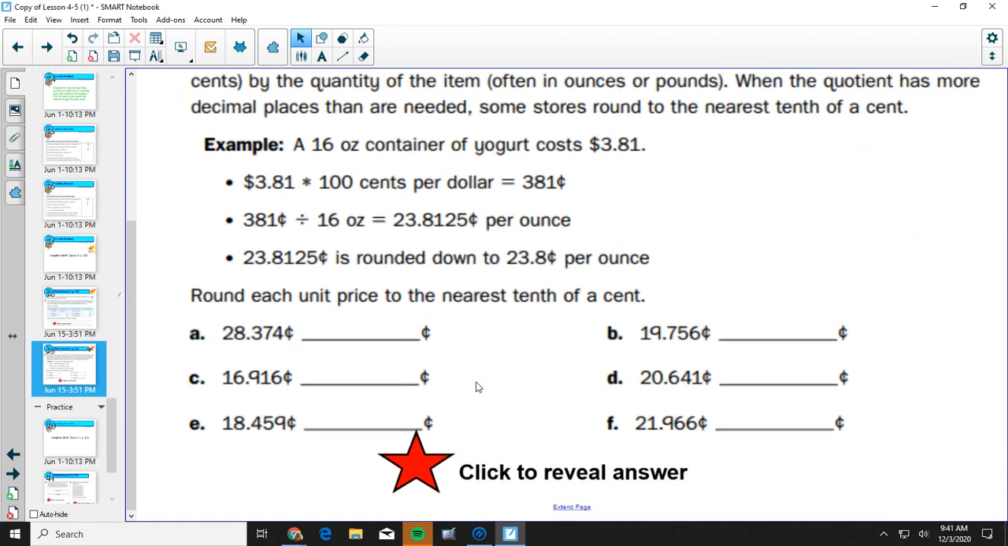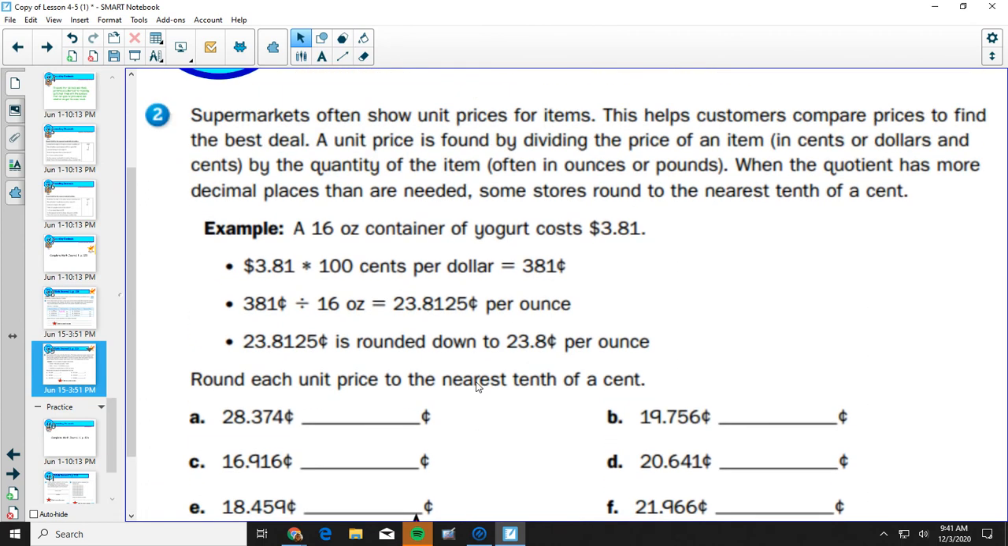And then number 2, supermarkets often show unit prices for items. This helps customers compare prices to find the best deal. A unit price is found by dividing the price of an item in cents or dollars and cents by the quantity of the item, often in ounces or pounds. When the quotient has more decimal places than are needed, some stores round to the nearest tenth of a cent.